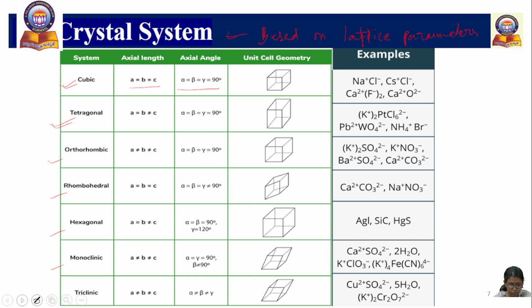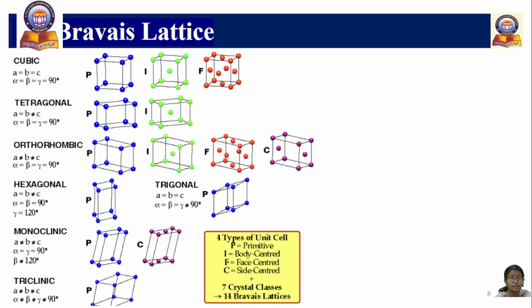So now let us move to the next slide, that is Bravais lattice. It is important to understand the basic difference between crystal system and Bravais lattice. Crystal system is a classification based only on lattice parameters. If we also tell where these lattice points are, so not only lattice parameters but also lattice points, then it is Bravais lattice. So we are seeing that cubic, tetragonal, orthorhombic, hexagonal, monoclinic, triclinic are all there. All 7 crystal systems are there.